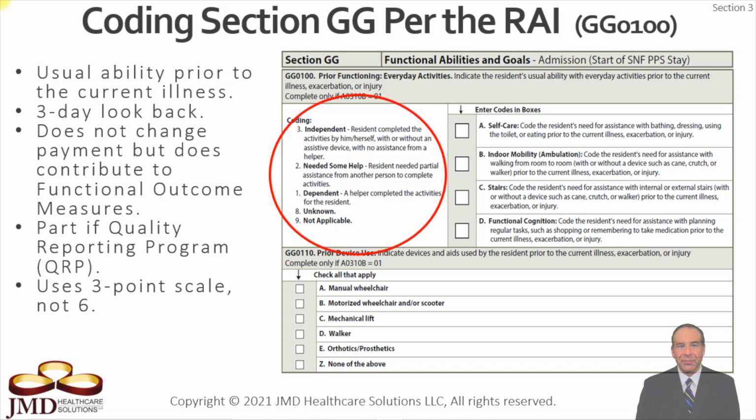It does not contribute to any functional scores, but it could contribute to some of the outcome functional measures when you're showing improvement. It is part of your reporting QRP program, so you definitely want to make sure you include this. Just because I said it's not included in your PDPM payment does not mean it's not important. Definitely want to do this because you will have to report this, and you don't have to hit 80% of the reporting requirements. And you use, we just covered that, the 3-point scale, not the 6.